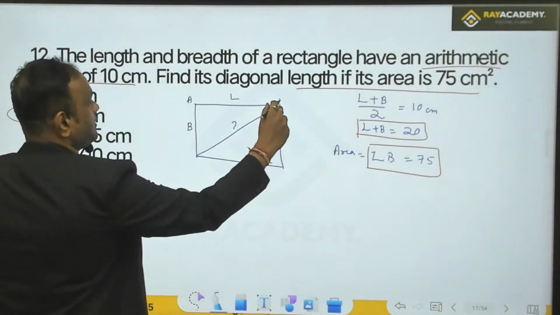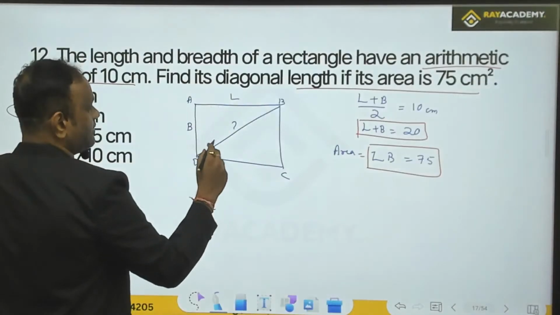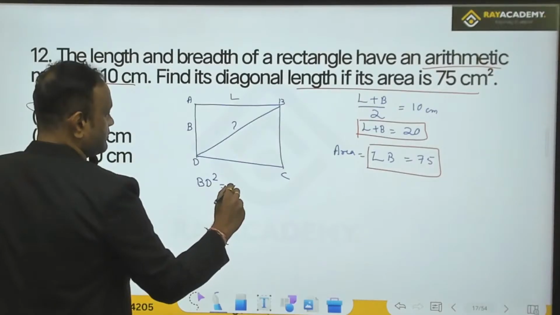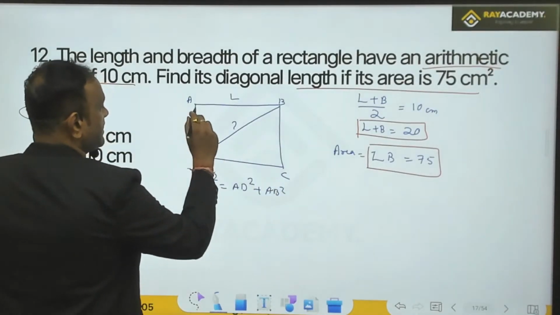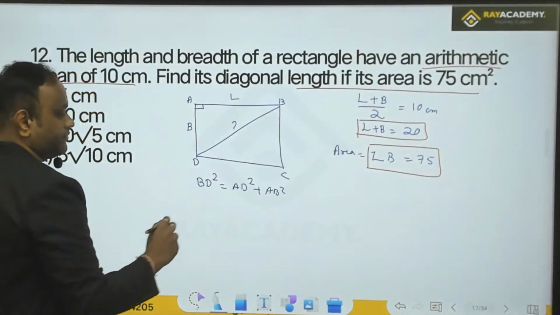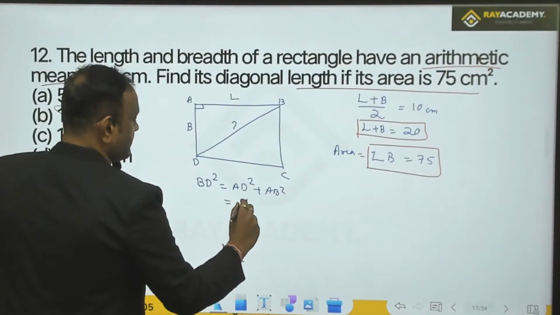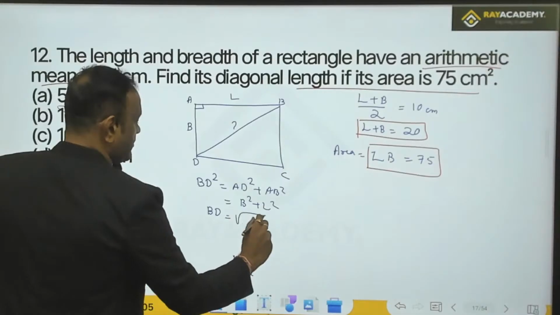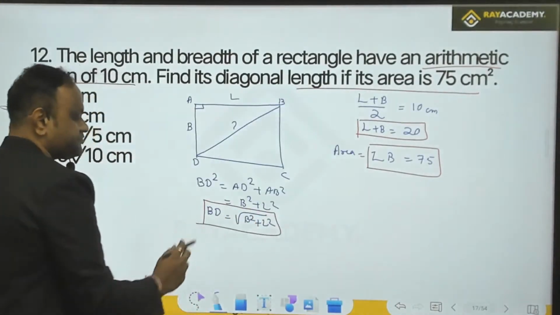Suppose you say ABCD. So this is a right angle triangle. Using the Pythagoras theorem, you can say BD square equals AD square plus AB square, because it is a rectangle, so it is 90 degree. AD square is B square plus L square. So BD is the square root of B square plus L square. This is what I need to find out.